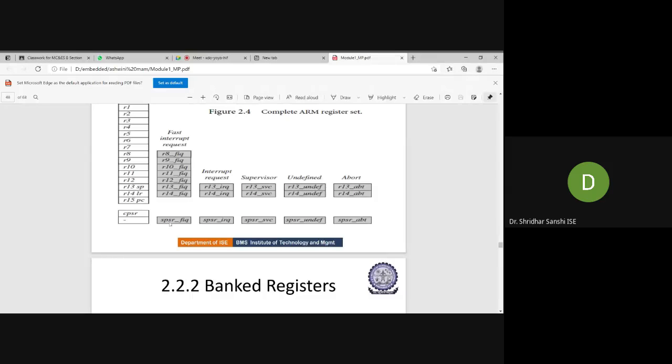Then I talked about SPSR. What is this SPSR? Saved program status register. Yes, correct. What is the use of this register?